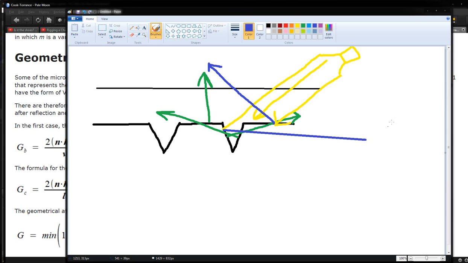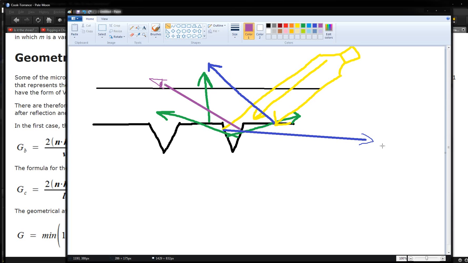Sorry about all that. And if I have my eye, if my eye is over here, I'm only going to see light that hits this side, and since there's no light hitting this side, I don't see a specular reflection.